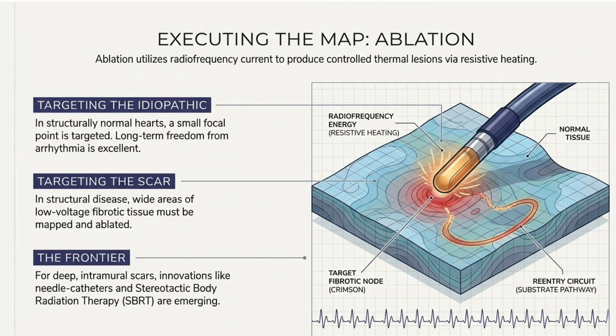Targeting the scar: in structural disease, wide areas of low-voltage fibrotic tissue must be mapped and ablated. For deep intramural scars, innovations like needle catheters and stereotactic body radiation therapy are emerging.